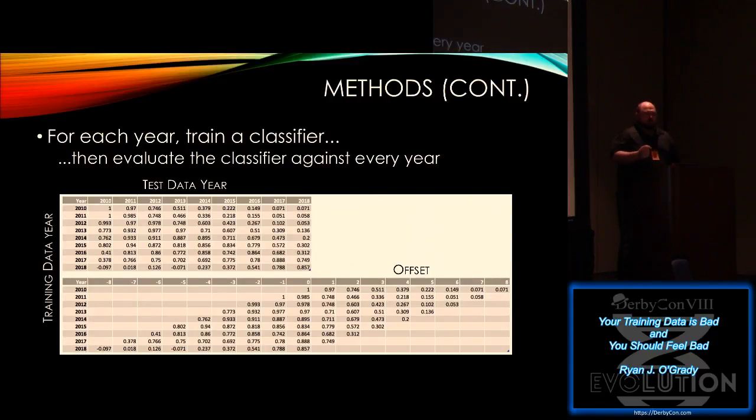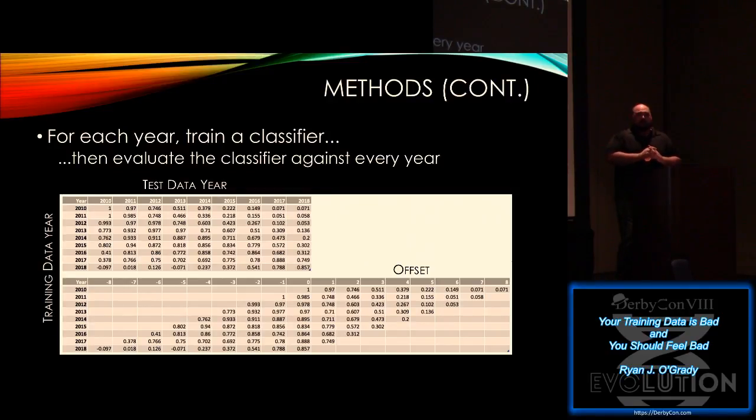So for each year, I trained a classifier with data from that year and then tested it against data from every other year. So in 2010, I trained a classifier on that data. I then tested it against determining if tweets are verified or not in 2010, 2011, 2012, and so on, up to 2018. That gave me the data that you see in the upper left there, which is kind of a square year-by-year grid. But that's not how I think about the data.